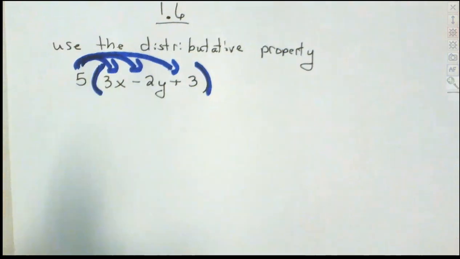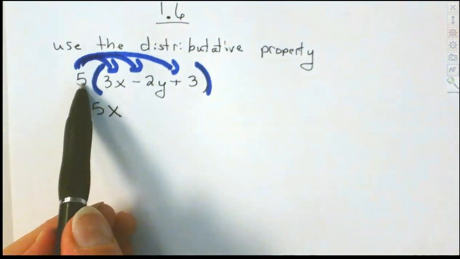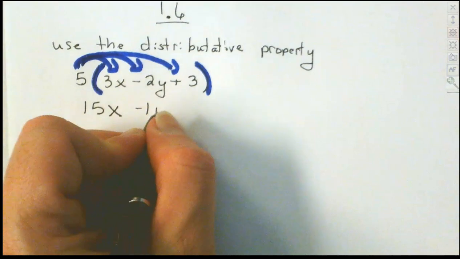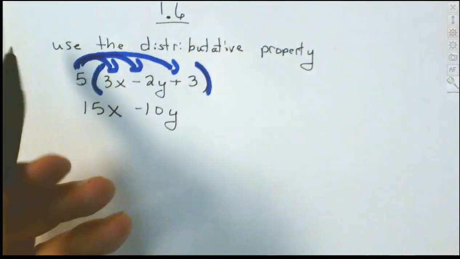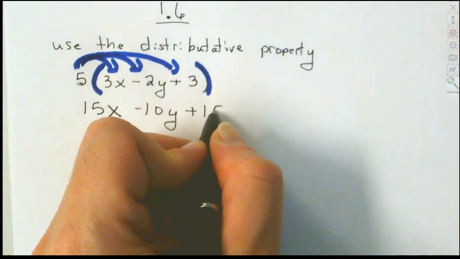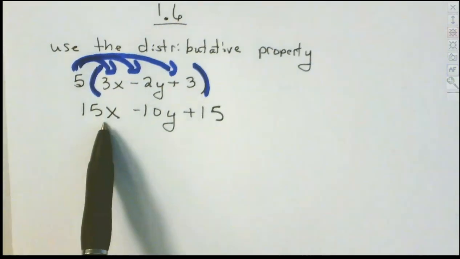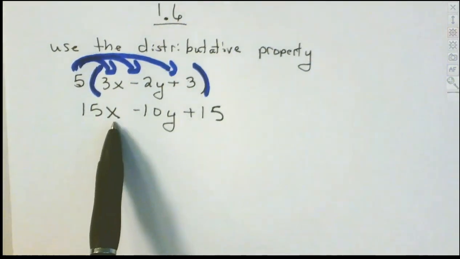So 5 times 3, that makes it 15. We bring down the x. 5 times a negative 2 makes it a negative 10y. 5 times 3 makes it 15. Now, sometimes students look at this and they think you can do more with it. I can't go any further. Why not? To combine like terms together, they have to be the same. This is 15x. Are there any other x's that can go with that 15x? No. So we know that piece is done.